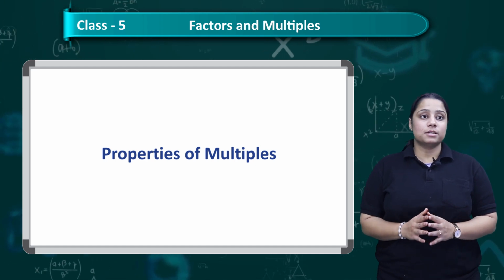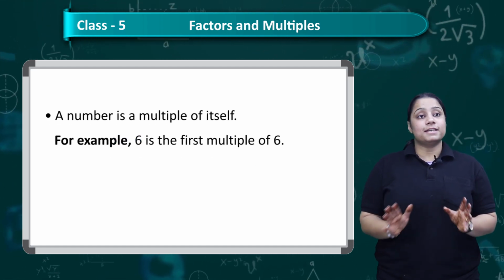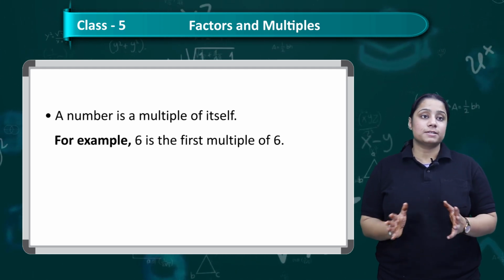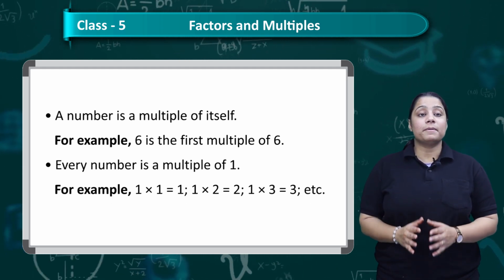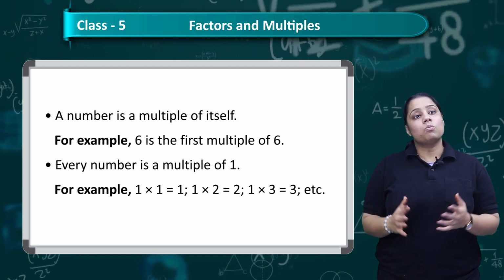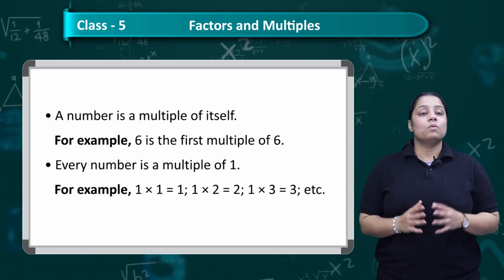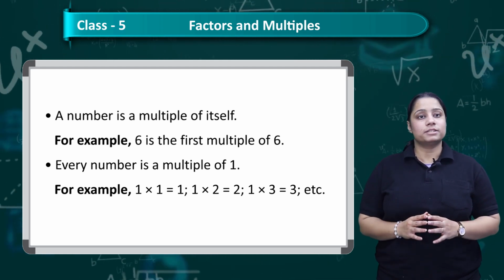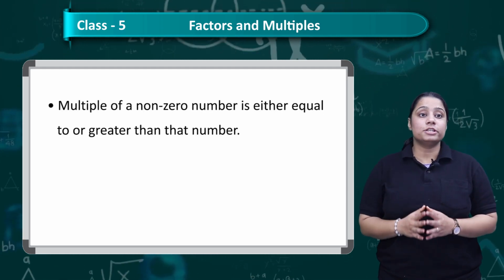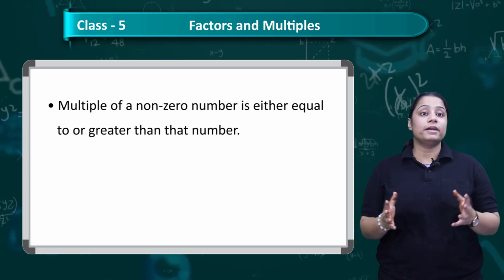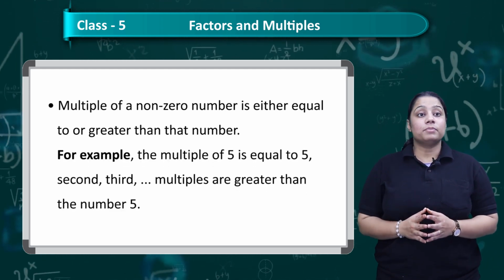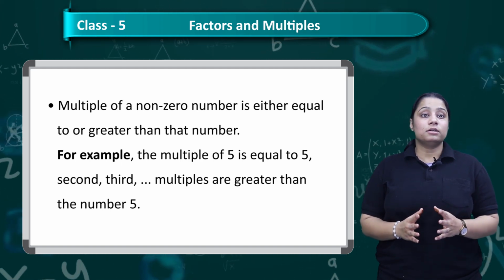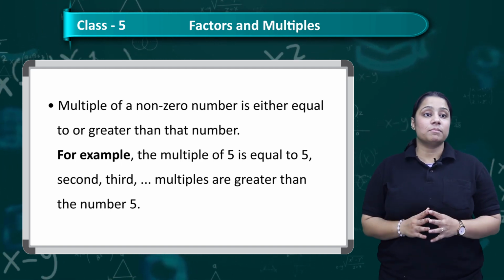Properties of multiples. A number is a multiple of itself. For example, 6 is the first multiple of 6. Every number is a multiple of 1. For example, 1 times 1 is equal to 1, 1 times 2 is equal to 2, 1 times 3 is equal to 3, etc. A multiple of a non-zero number is either equal to or greater than that number. For example, the first multiple of 5 is equal to 5. The second, third multiples are greater than the number 5.